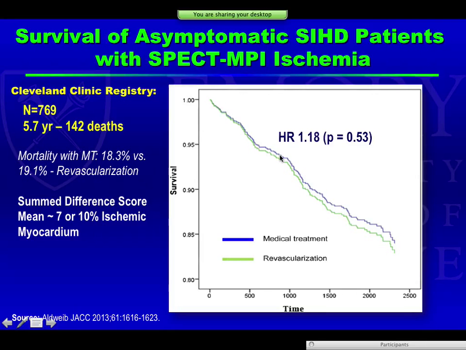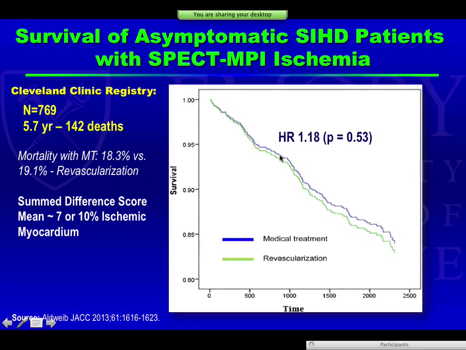This is a recent paper published in JACC, a small registry from the Cleveland Clinic. 769 patients followed for quite a long time, with a sizable number of deaths. This used propensity matching, which is a way of matching between the two populations.